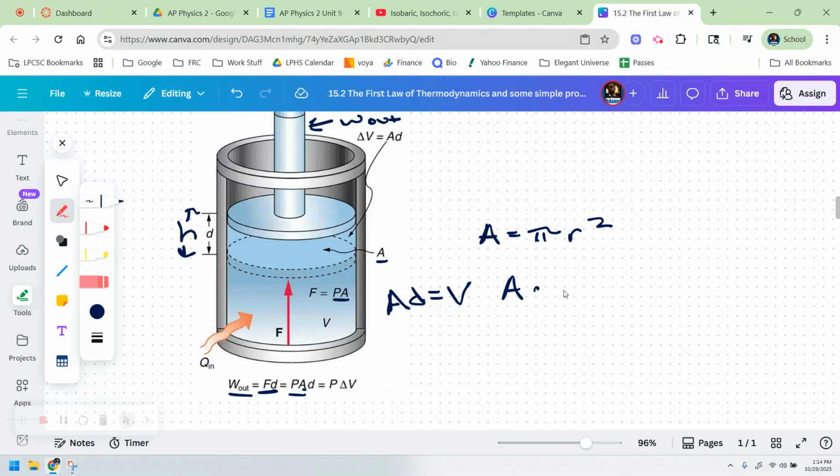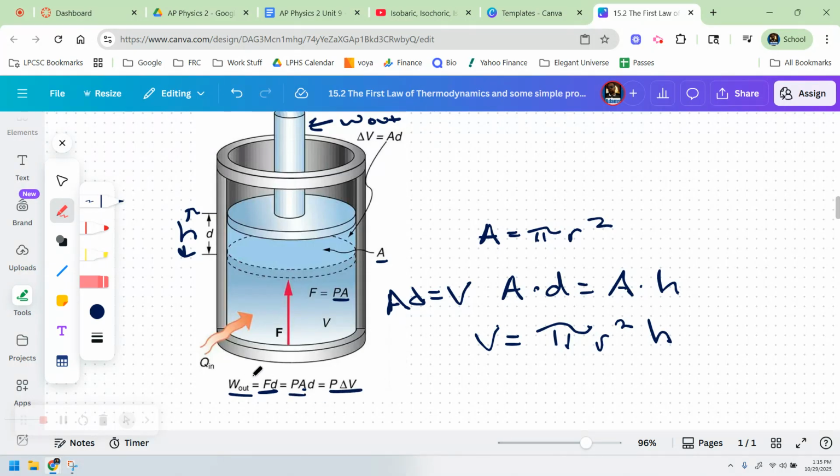Well, if I say area times distance, that's the same as the area times the height. That's going to be pi r squared times the height. Well, guess what? That's the volume. So whenever you have a cross-sectional area times a distance, that's actually the volume. So where are we going with this?